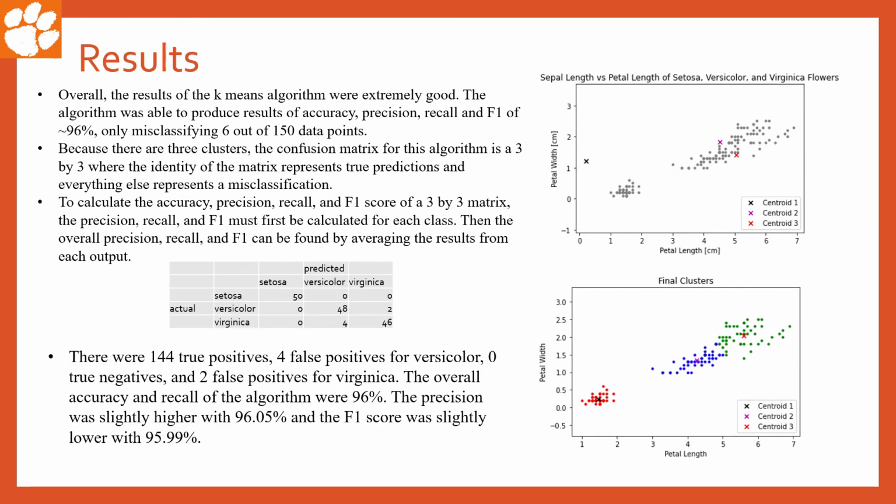I am very happy with the results from the k-means clustering. The algorithm was able to produce results of accuracy, precision, recall, and F1 scores of all roughly 96%. This meant that only 6 out of 150 data points were misclassified. Here we see a 3x3 confusion matrix where the diagonal of the matrix holds the correctly classified objects. The algorithm wasn't perfect, as we can see, that it thought 4 versicolor data points were Virginica and 2 Virginica points were versicolor.